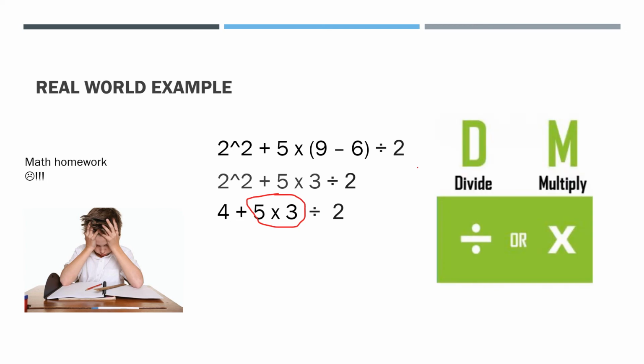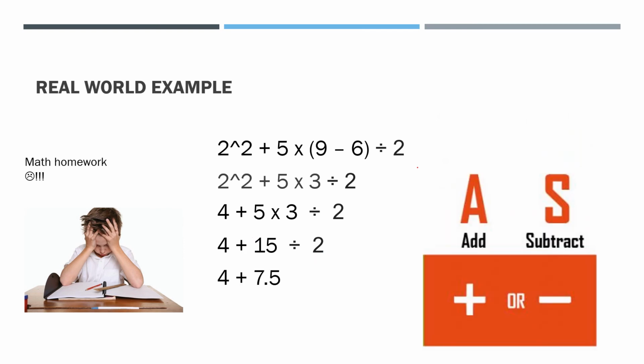And next, we will look at divide or multiply from left to right. In this case, it will be 5 times 3, and that will be 15. Next, 15 divided by 2 would be 7.5. Last but not least, add or subtract. So 4 plus 7.5 would be 11.5.